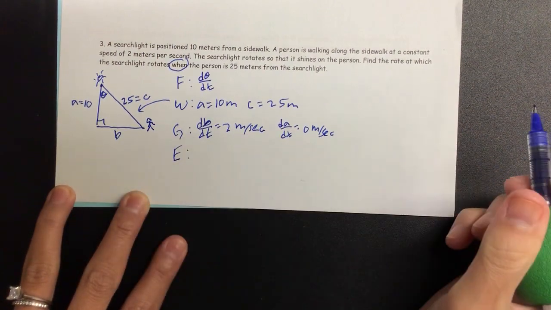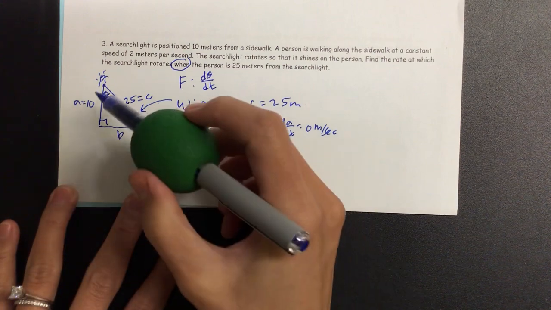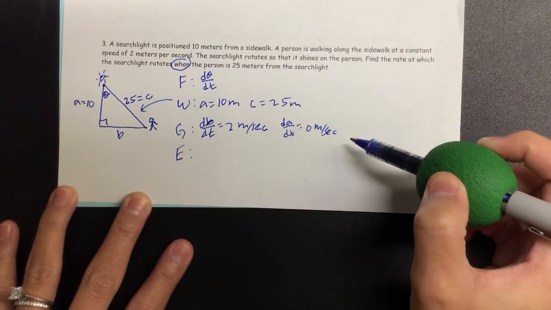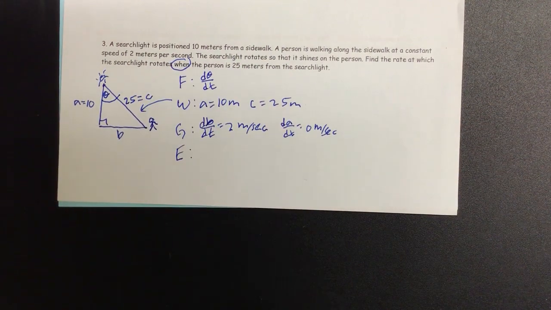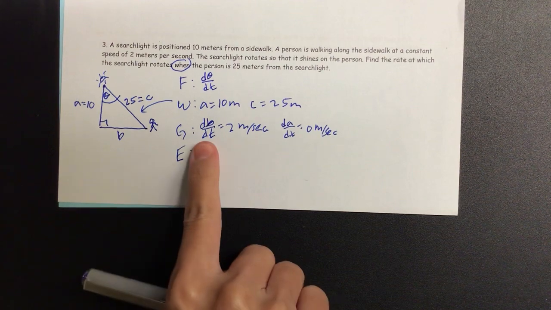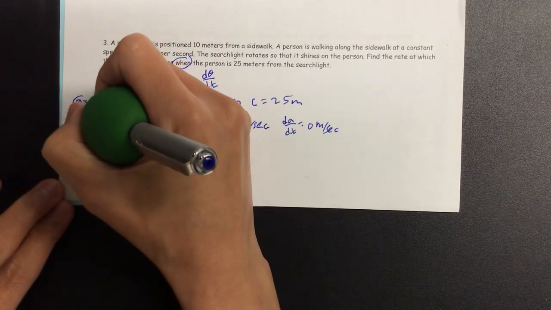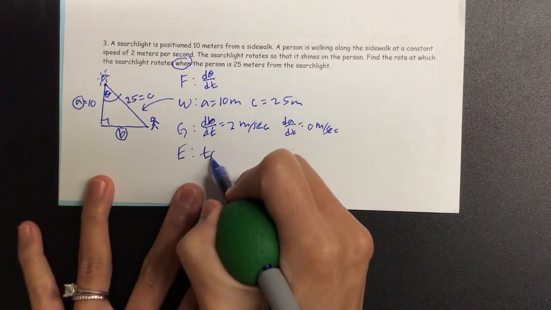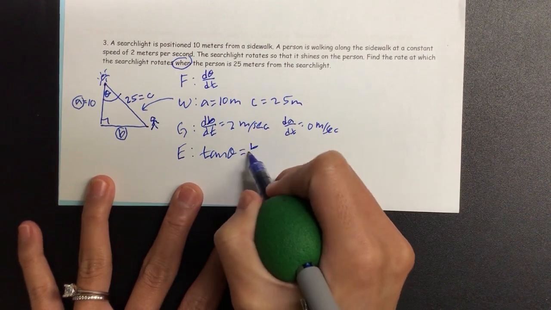Could you explain why you got that? This right here, is the rate of this changing? No. So therefore it's 0. Okay? So because I have dB over dt and dA over dt, I want to focus on the ratio of tangent. So we have tangent theta is equal to the opposite, the B over the A.